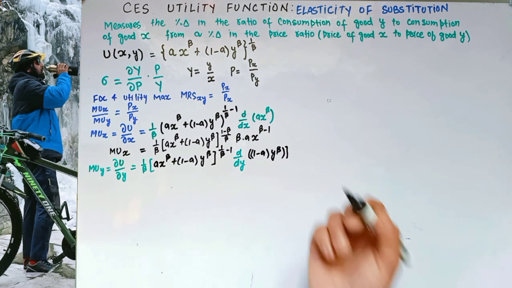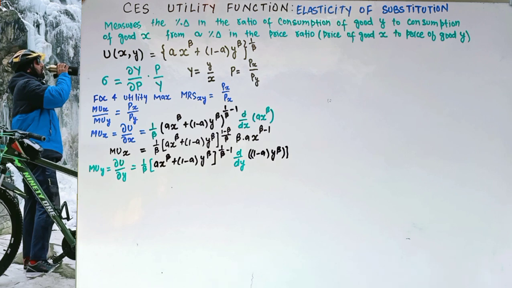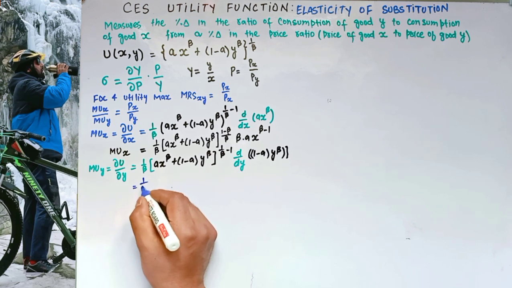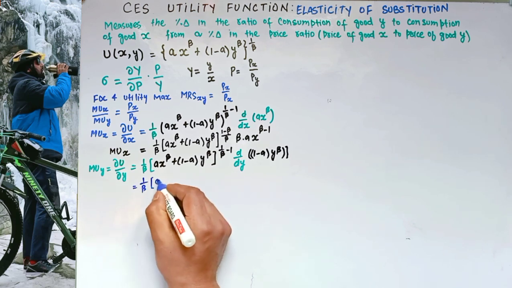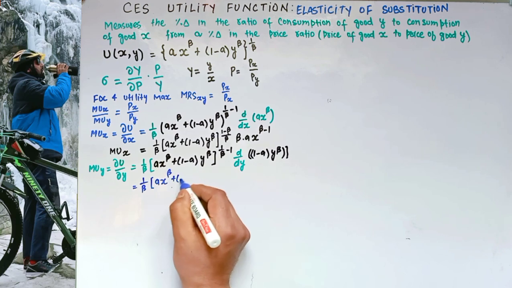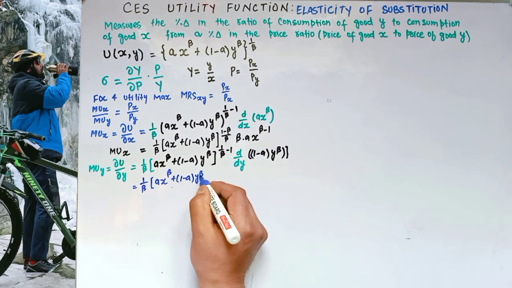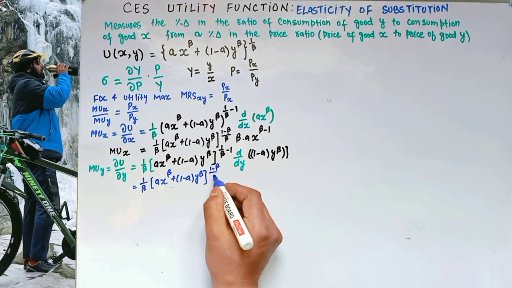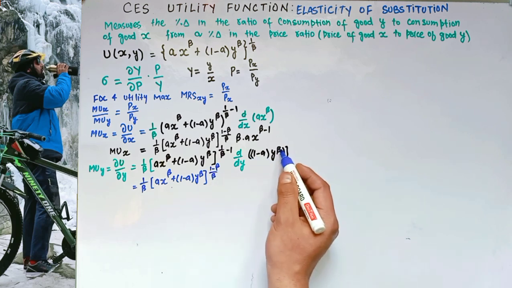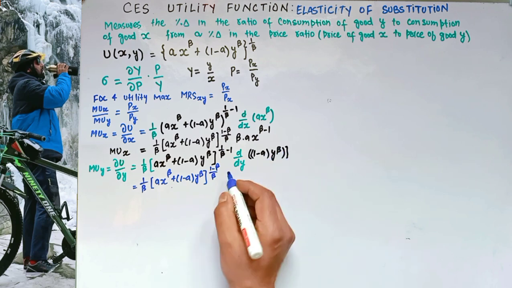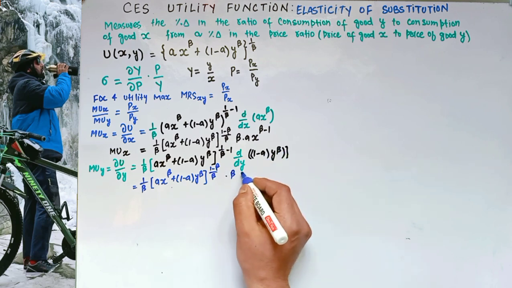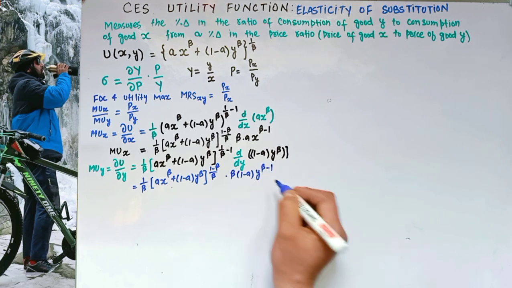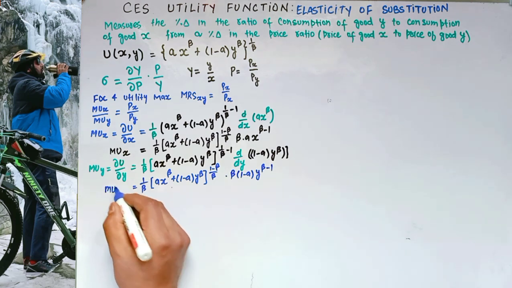Okay, doing the calculation again, we have 1 upon beta times a x raised to the power beta plus 1 minus a y raised to the power beta. Again it will become 1 minus beta divided by beta. By the power function rule, beta becomes the coefficient, so we have beta times 1 minus a y raised to the power beta minus 1. This is our marginal utility of good y.